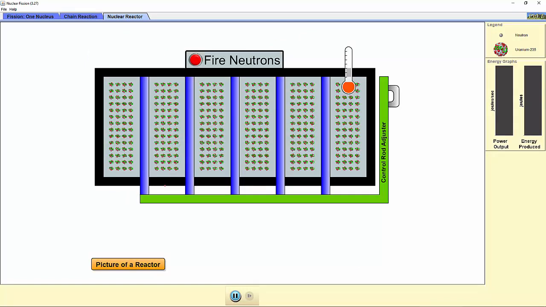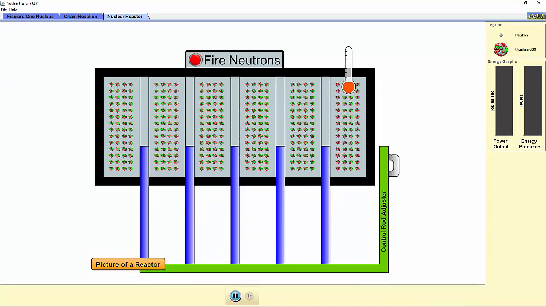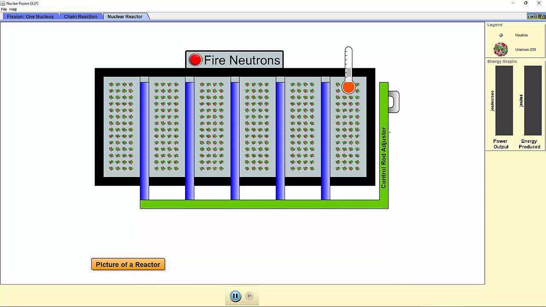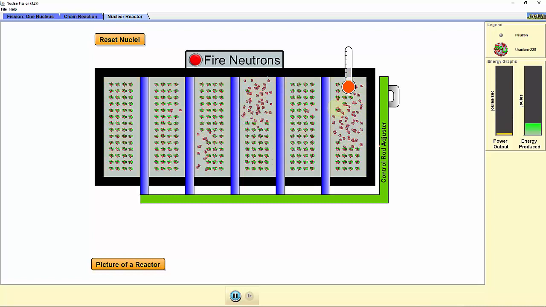And finally, we've got a simulator of a nuclear reactor. So what I can control here are the control rods. Now, control rods are basically neutron absorbers, right? So when you have neutrons being released in this chain reaction, they won't be able to go very far if you've got the control rods in the system. If I fire some neutrons, what you notice is that the reactions won't cross over, those rods will absorb the neutrons, and the reaction will stop fairly quickly.